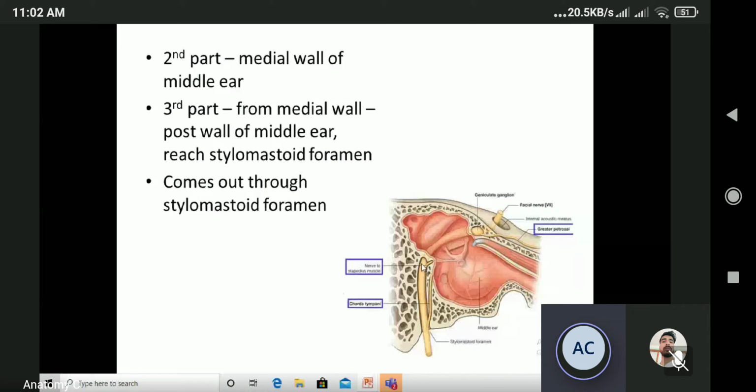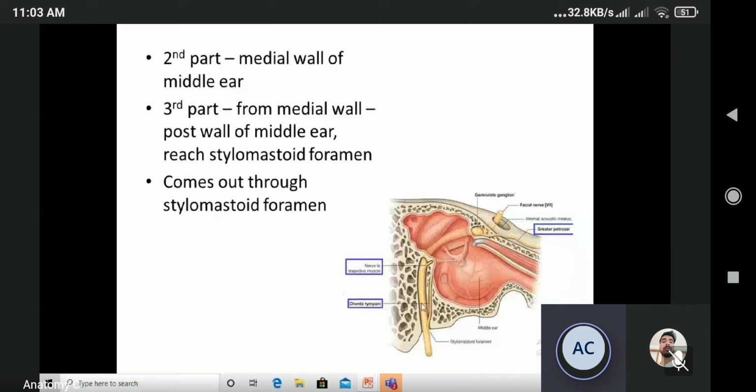From here, within the facial canal, or the vertical part of the facial canal, it gives rise to two branches. You can see here, this is the nerve to the stapedius muscle, which lies within the middle ear cavity. So the stapedius muscle is supplied by a branch from the facial nerve within the facial canal here.